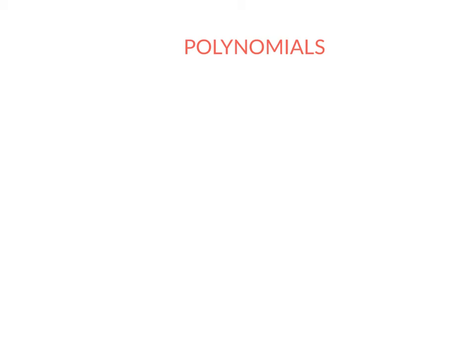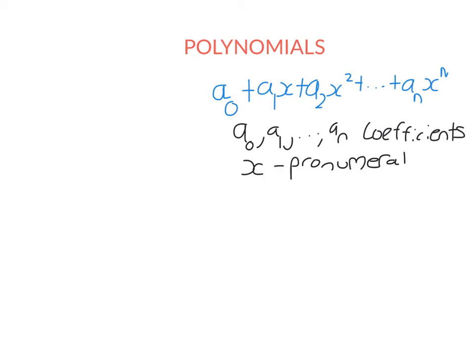Thank you so much for tuning into this video in which we introduce polynomials. So what is a polynomial? Well, a polynomial is an expression of this form. This is probably going to be a bit complicated at first, but don't worry, we'll go through what it means. It is an expression with a pronumeral x and coefficients a0, a1, and so on. What makes this expression a polynomial is that the powers of x, the pronumeral, are all non-negative integers. So 0, 1, 2, 3, 4, and so on.